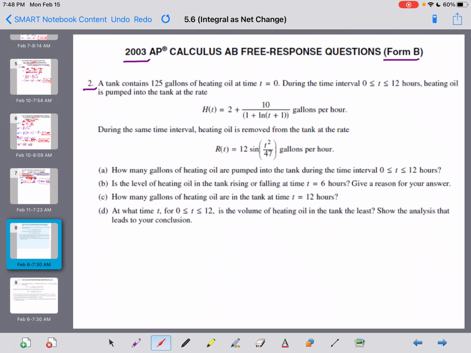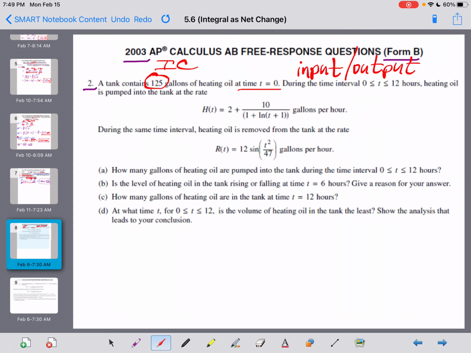And this type of problem, everybody, you are going to see a lot of here. This is what we are going to classify as an input-output problem. Both of these things are happening simultaneously. So let's read and see what's going on. A tank contains 125 gallons of heating oil at a time t equals 0. I'm going to circle that. That is what we call an initial condition, and I'll come back to that a little bit later. And of course that occurs at time t equals 0. That won't always be the case, but it usually is.